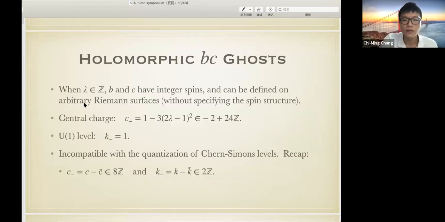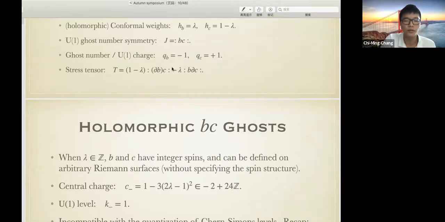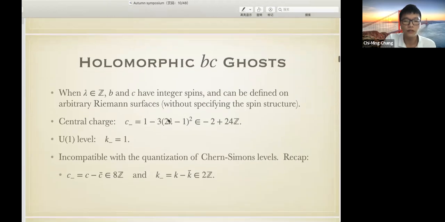Okay. So they can be defined on arbitrary Riemann surfaces without specifying spin structure. And if we compute their chiral central charge using the TT OPE, basically using this formula and then doing some direct computation, we will find that the chiral central charge depends on this parameter lambda, and when lambda is an integer, it's -2 plus 24 times the integer. And we can also use the formula for J to compute the chiral level. We find that the chiral level equals 1.